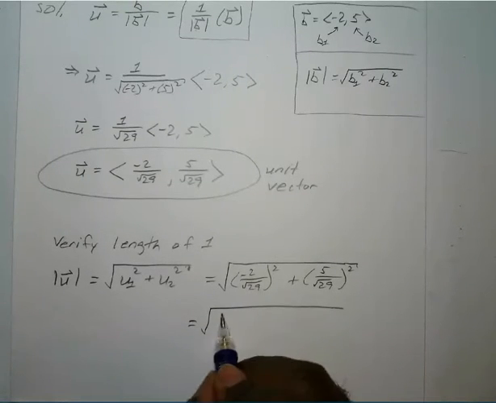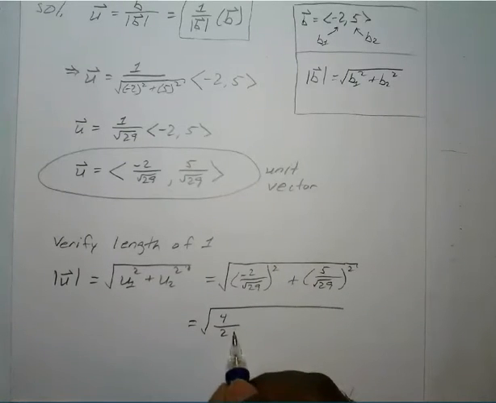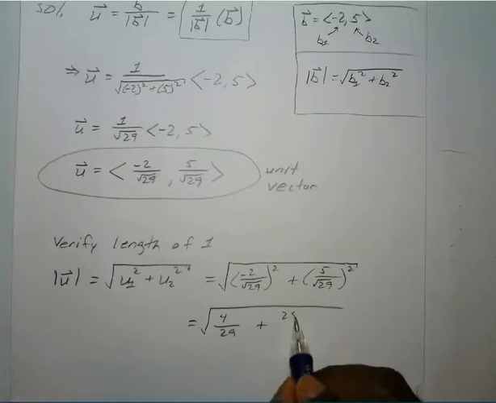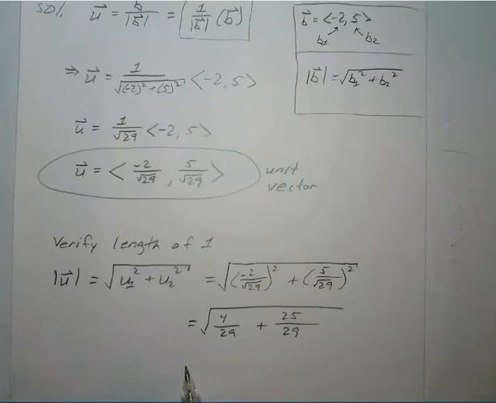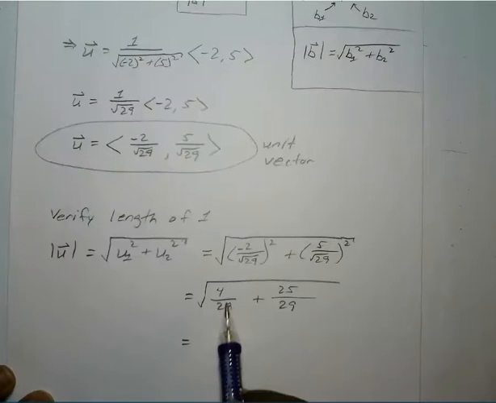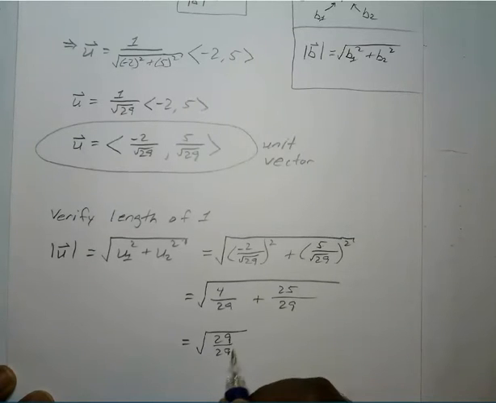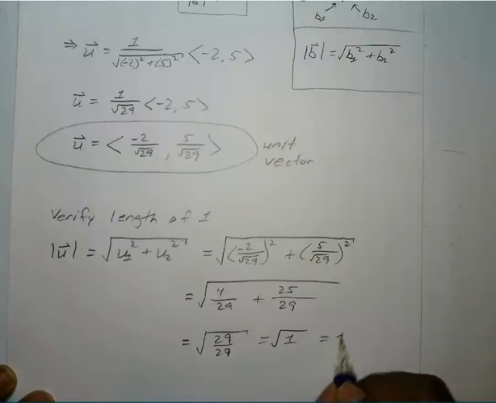-2 squared is 4. Square root of 29 squared is 29. Plus 5 squared is 25. Square root of 29 squared is 29. So that leaves us 4 plus 25 is 29. So we have the square root of 29 over 29, which is the square root of 1, which is just 1.